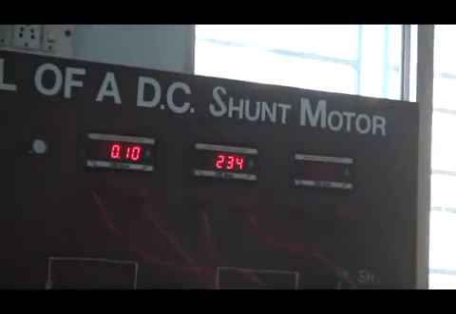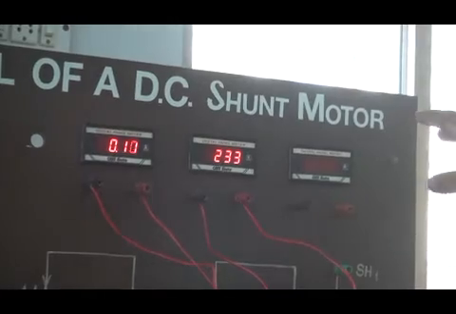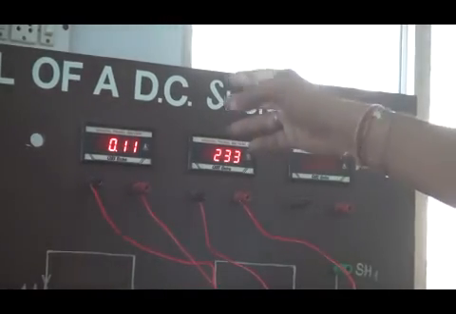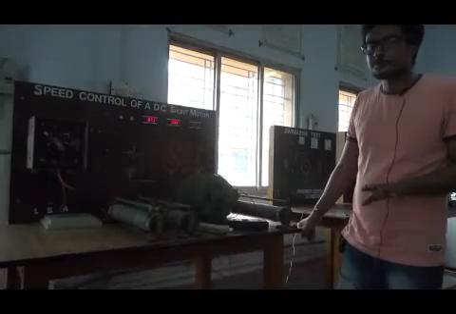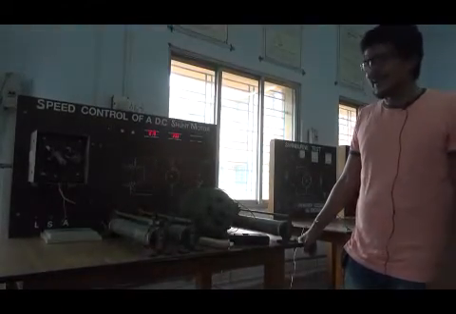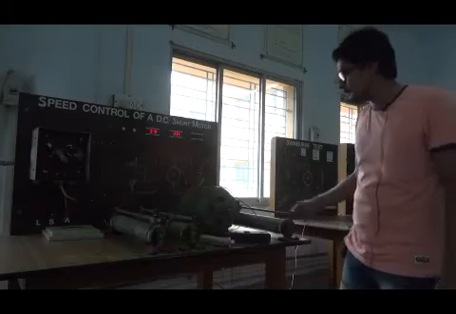With further increment of the resistance, now the armature voltage is still fixed, that is 233-234 volt. The field current has reduced to 0.1 ampere, and speed of the motor is now 2734.4 rpm. Right now the resistance connected across the field winding is approximately 800 ohms. So we can see with the rise in field winding resistance, the speed of the motor is increasing and the field current is decreasing proportionately.